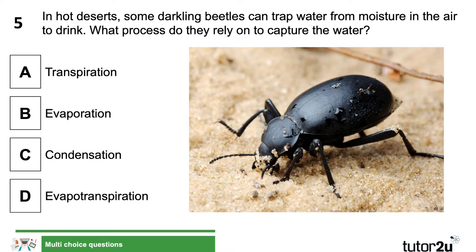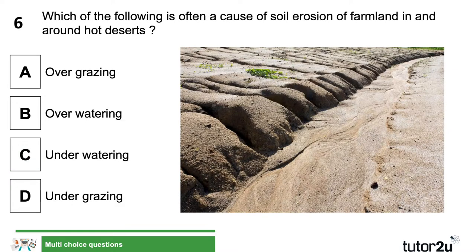And the correct answer, one of the people have got that right. Well done if you did. It is C, and C is for condensation, as it happens. And what they will tend to do is perhaps clamber to the top of a sand dune, put one or two of their legs up in the air, and because their legs are cold, the moisture in the air condenses onto their legs, and then it just kind of drops down their legs, and then they can drink it. Very, very clever adaptation. Number six, please.